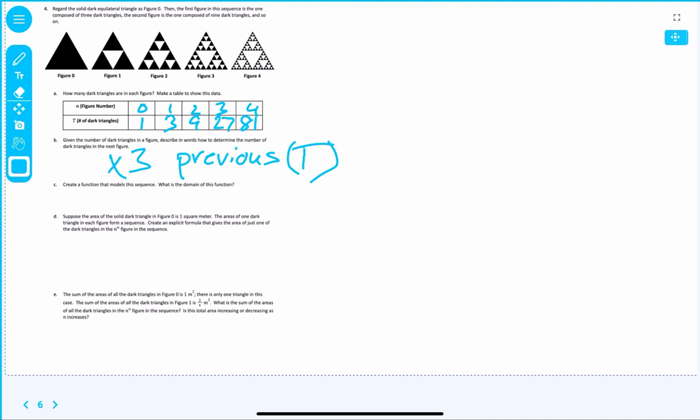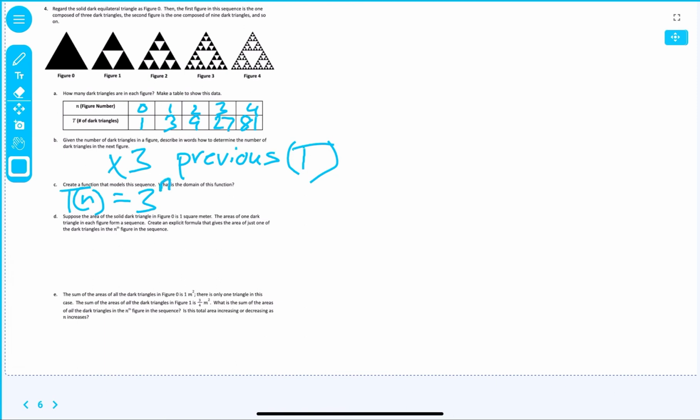Okay? So create a function that models this sequence. What is the domain of this function? So T of n is equal to what? Do you really want to multiply by 1? I mean, we can. Let's go with 3.